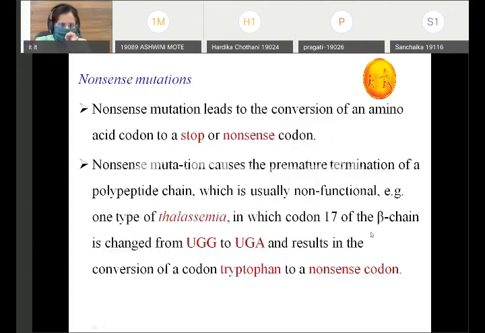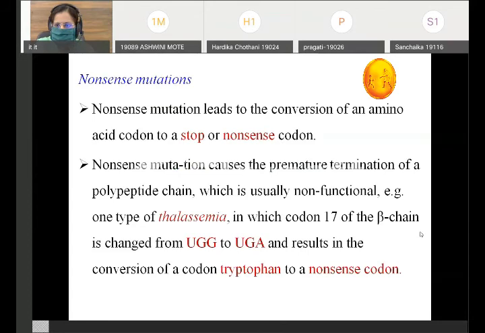Now, coming to the nonsense mutation. A nonsense mutation leads to conversion of an amino acid codon to a stop codon or a nonsense codon. So if a substitution leads to the formation of a stop codon, there is a premature termination in the synthesis of protein. The nonsense mutation causes premature termination of a polypeptide chain, which is usually non-functional. Whatever protein molecule is synthesized becomes non-functional.